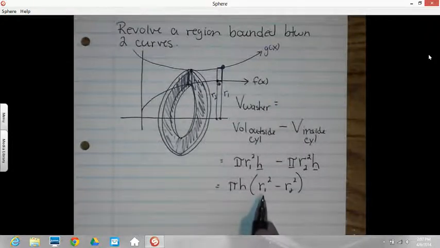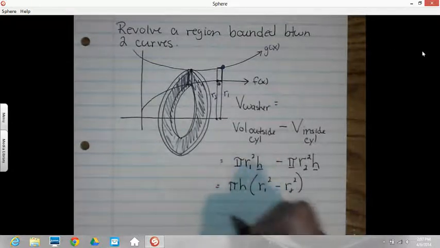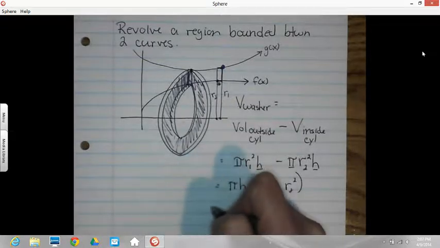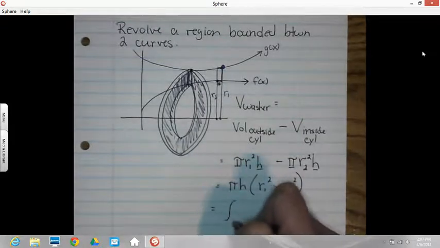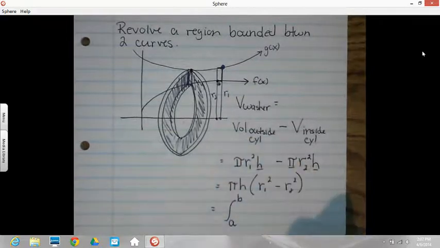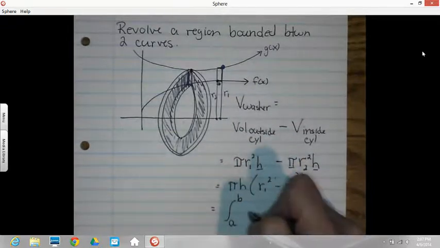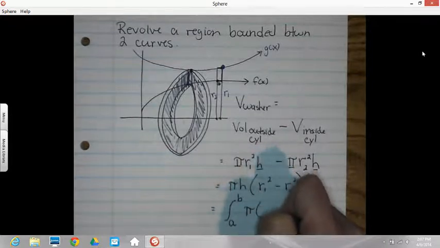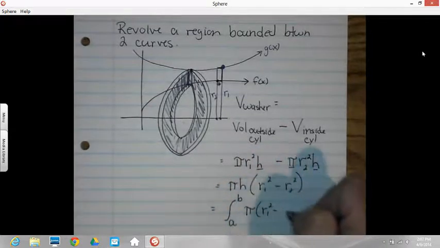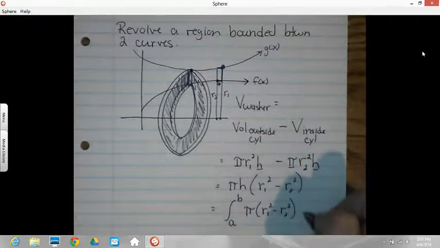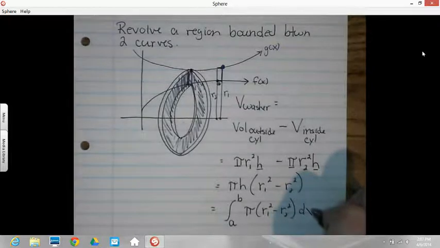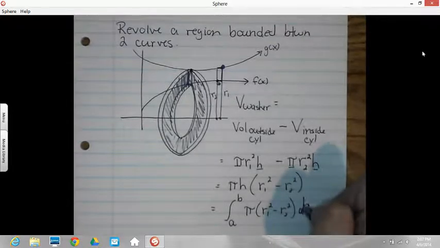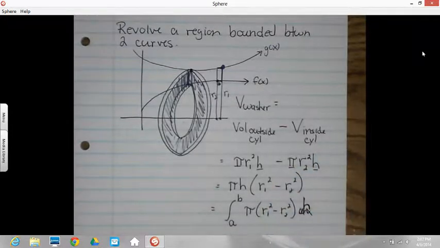So the volume of a washer will be the integral from a to b of pi times R1 squared minus R2 squared, and our height is dx, or dy. Let's see what I want to put there. I'm going to go h. Call it h underneath. Because depending on which way our rectangles are going, this could be a dx or a dy.